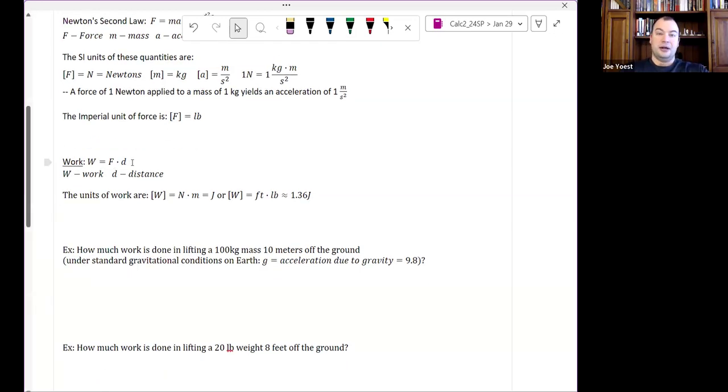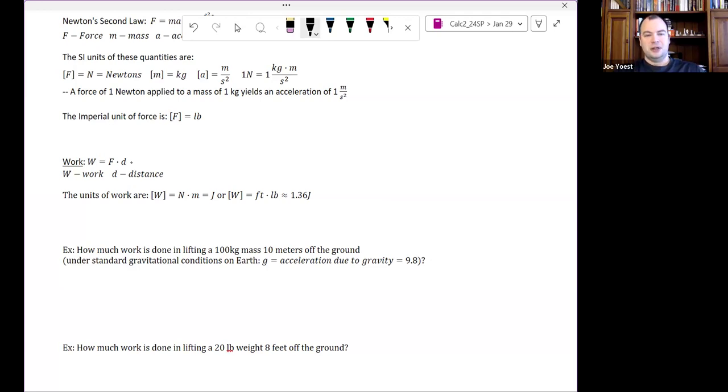And then in the algebraic structure, in the kind of nice discrete structure, work is force times distance. So if I apply a force over a certain distance, over a certain length, the work that I've done is the force that I applied, the constant force I applied over that distance, times the distance over which I applied that force.